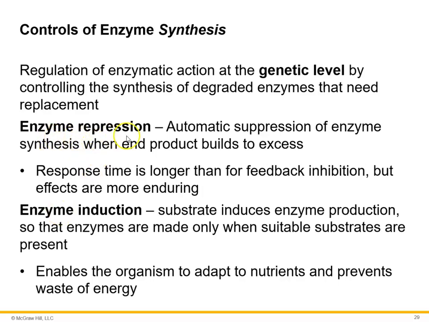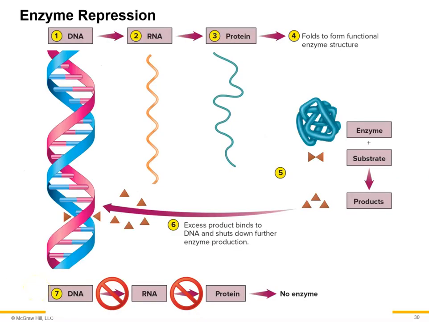So again, repressing an enzyme or repressing the enzyme's gene, you're going to turn off reading of that gene. So the product does not get made, the enzyme does not get made. And induction is going to be the exact opposite. You're turning on the reading of that gene so that more enzyme can be produced. How do we repress a gene? Well, here we have the strand of DNA.